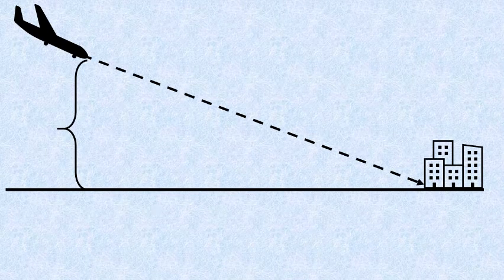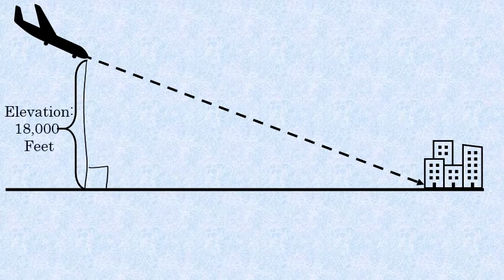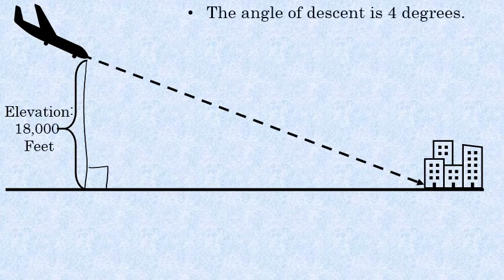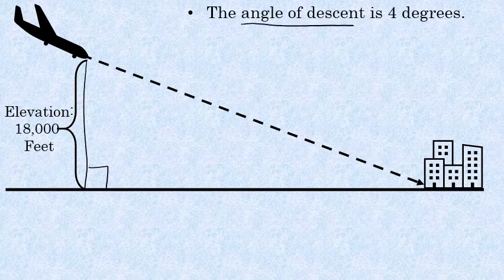When solving problems using right triangle trigonometry, and in mathematics in general, it's often useful to begin by drawing a diagram. And in this case, this problem can be represented with a right triangle. One of the legs of the right triangle is the elevation of the plane, which has been given as 18,000 feet. We've also been given some information about the plane's angle of descent, which is 4 degrees.